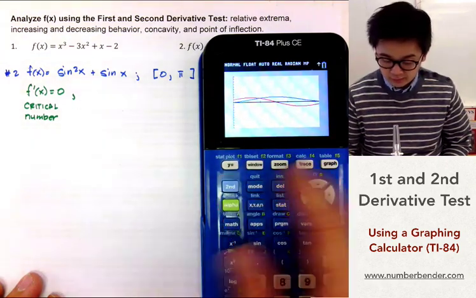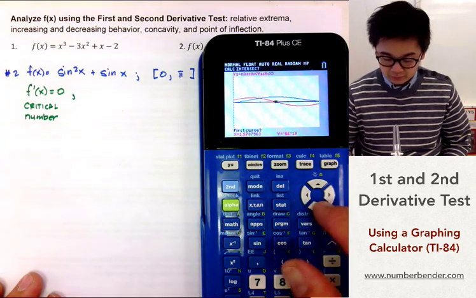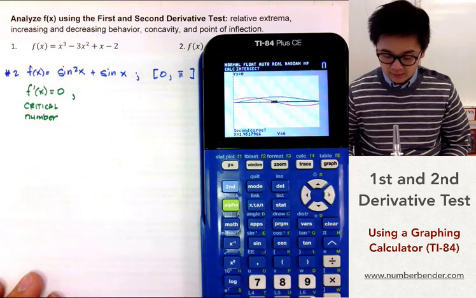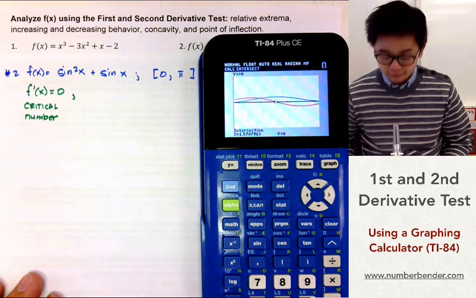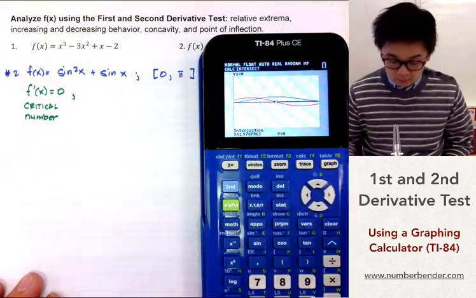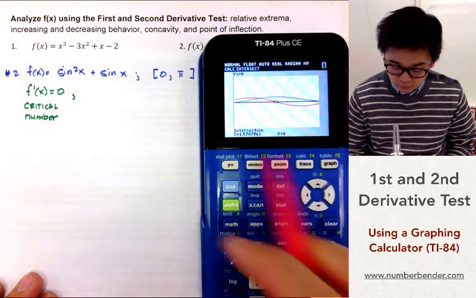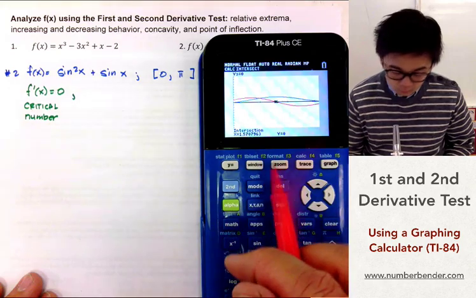So second function, trace, go to 5. This is the blue graph. We need the red graph. Push enter. And this is our x-axis. Push enter. And TI-84 will give us the point of intersection of our derivative function and the x-axis, which is 1.571.